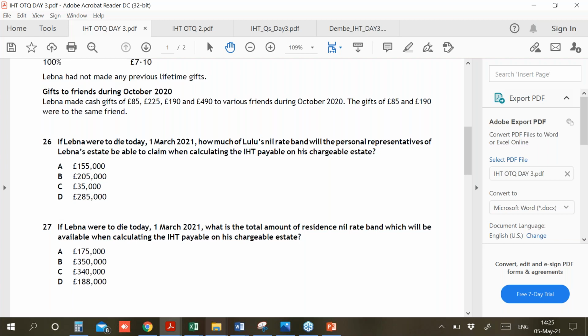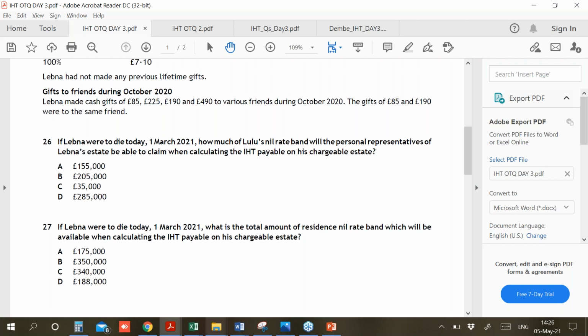So again, it is asking me about the calculation of nil rate band of husband and wife. So I have to read the question to check how much his own nil rate band is left and how much of Lulu's can she claim. If Lebna were to die today, 1st March 2021, what is the total amount of residence nil rate band available when calculating the IHT payable?